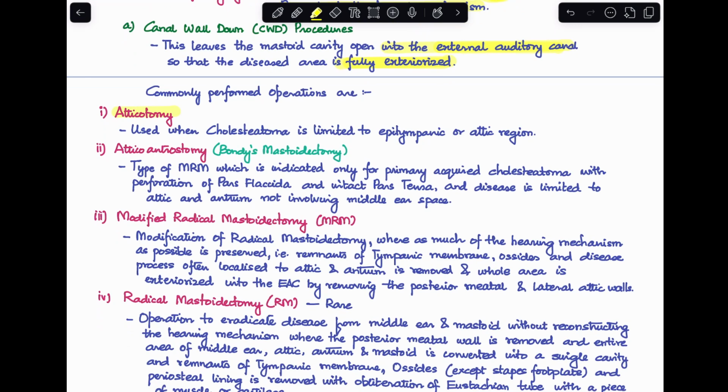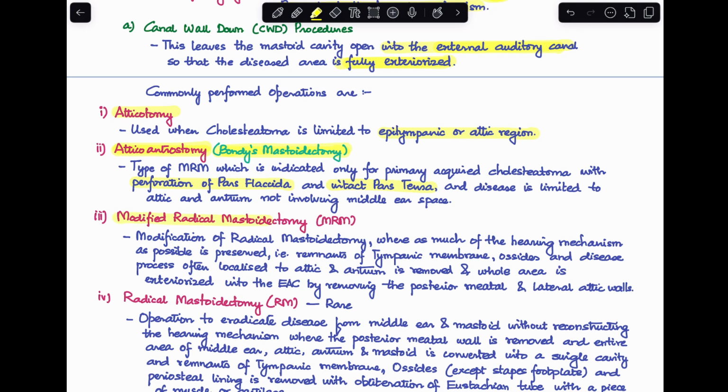We perform an atticotomy when a cholesteatoma is limited to the epitympanic or attic region only. Second is known as atticoantrostomy, which is also known as Bondi's mastoidectomy. This is a type of modified radical mastoidectomy which we perform only for primary acquired cholesteatoma which have a perforation of the pars flaccida and an intact pars tensa, and the disease is limited to attic and antrum and not involving the middle ear space.